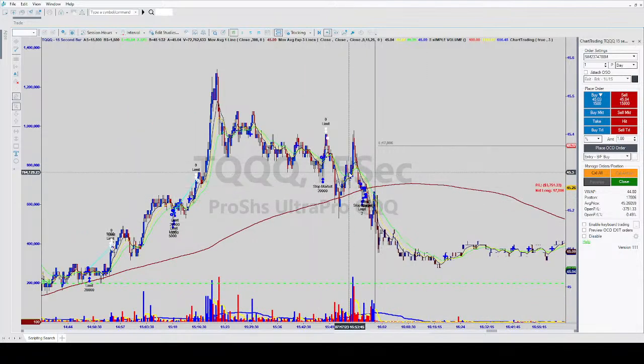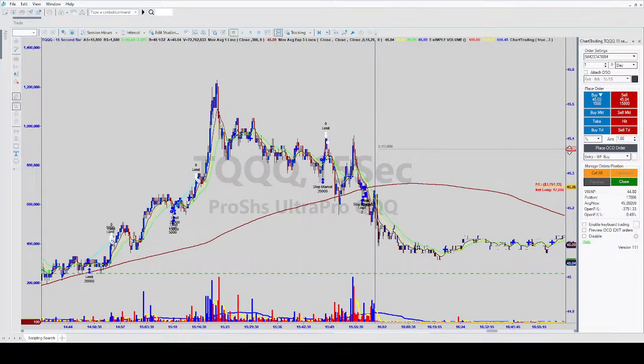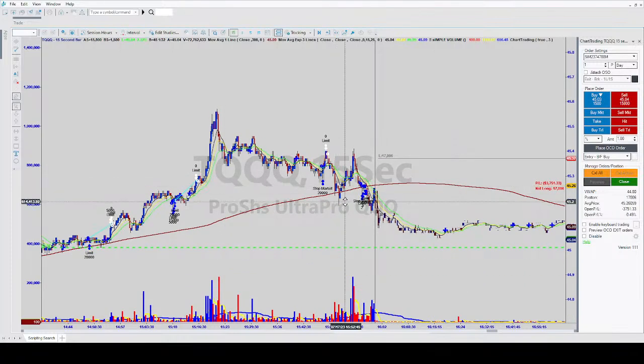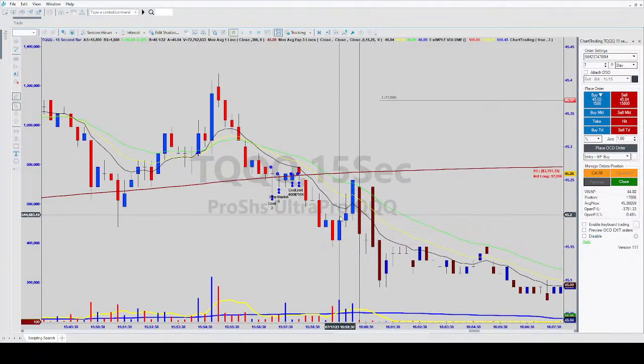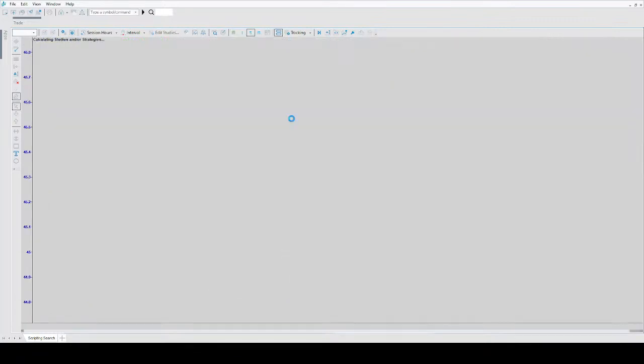Plus I got in way too late because I got in on the 15-second chart. That being said, I got in here looking for that pullback above this support, pull back here, and then look for it to go up. But I think it was too close to 4 o'clock, right? Just way too close to 4 o'clock. All right, but anyway, let's go back to like a 5-minute time frame, something like that.